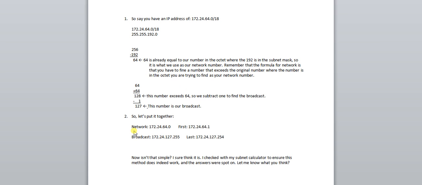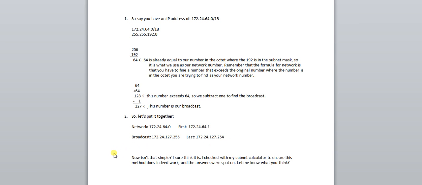So our network is going to become 172.24.64.0. Our first is always one more than the network, so 172.24.64.1 becomes our first usable, and our broadcast address becomes 172.24.127.255. Our last usable is always one less than the broadcast, so our last usable becomes 172.24.127.254. Now, isn't that simple?